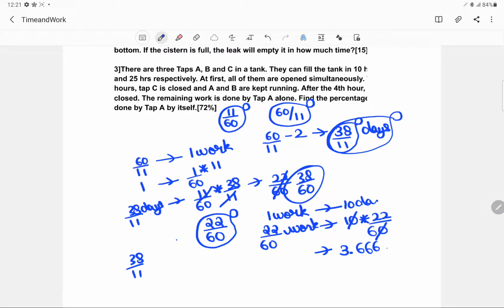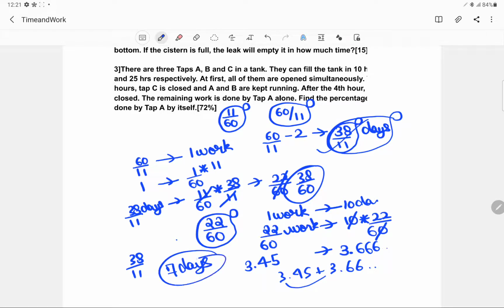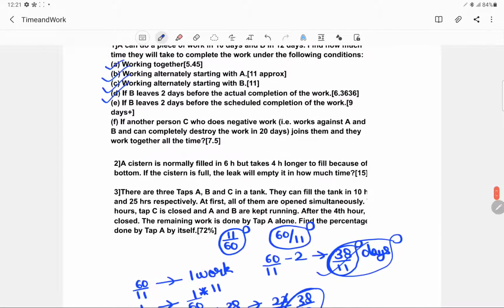Then you are given this, and above that you are given the number of days that they could end up in, and this is nothing but 38 by 11. So this is nothing but 3.45 something. So this is like 3.45 plus 3.66 something, and this would be 7 days plus. This is the number of days that they would end up doing their work in.